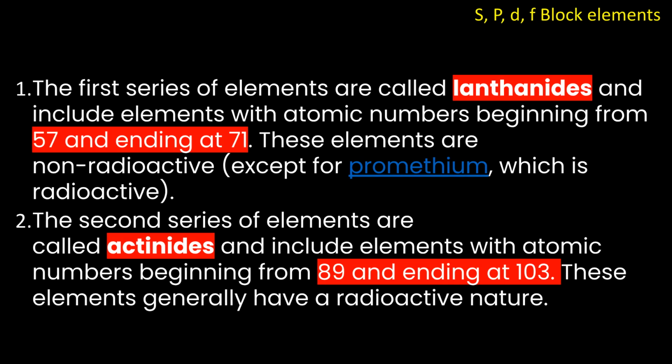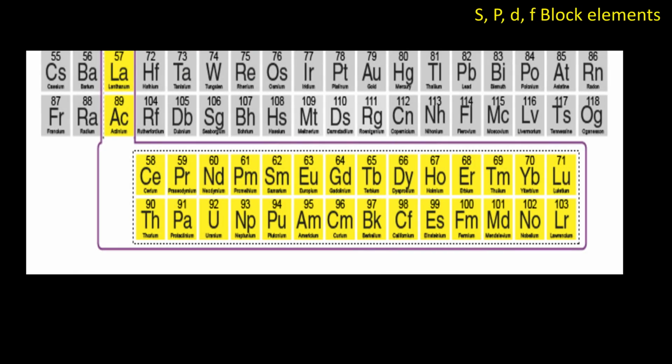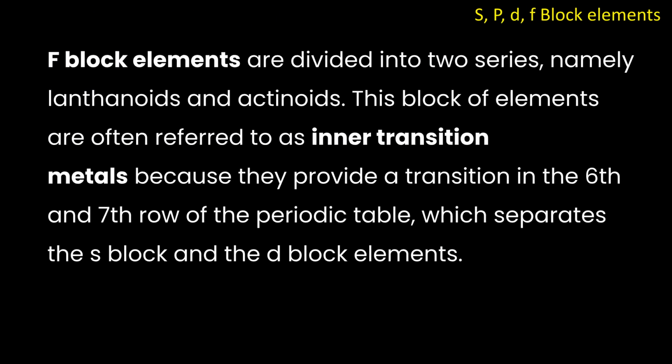The F-block contains 2 distinct series. Lanthanides include atomic numbers 57 through 71 and are generally non-radioactive, with the exception of promethium. The second series, the actinides, consists of elements with atomic numbers 89 to 103. These elements are primarily characterized by their radioactive nature. F-block elements are often referred to as inner transition metals. They sit in the 6th and 7th rows, effectively separating the S and D blocks.